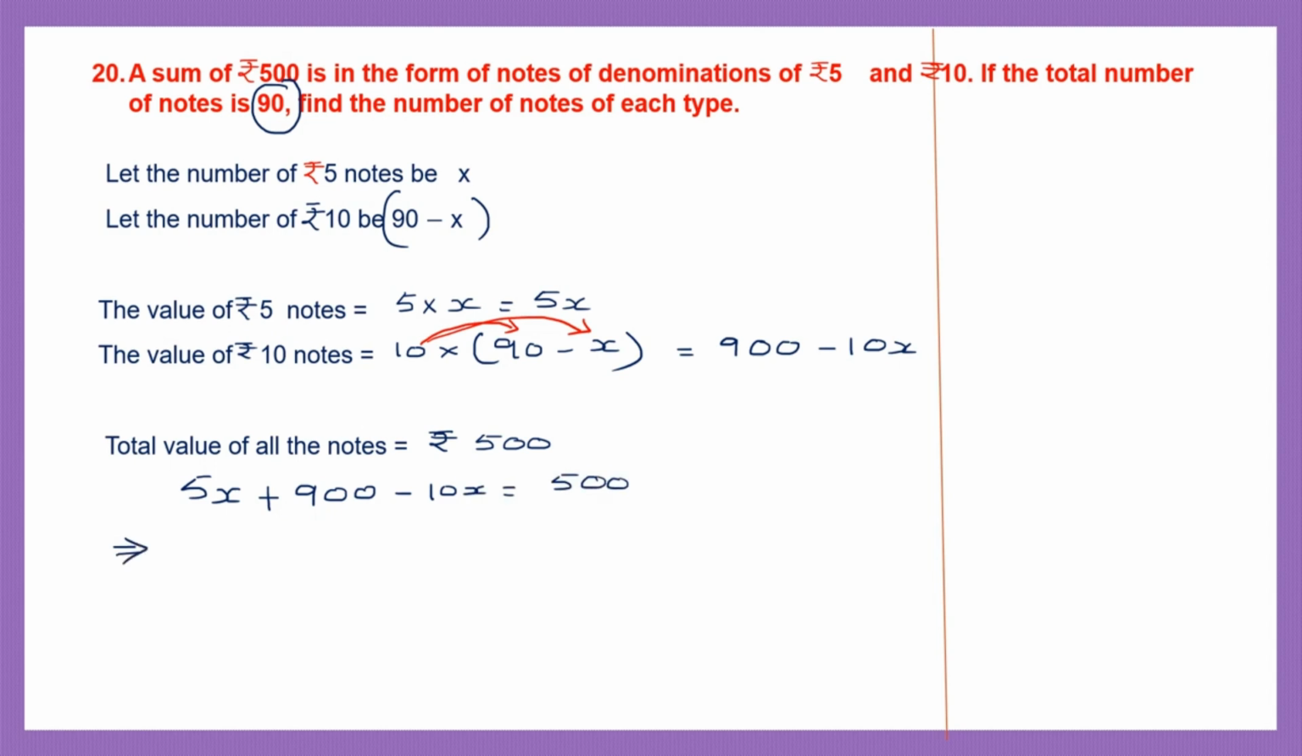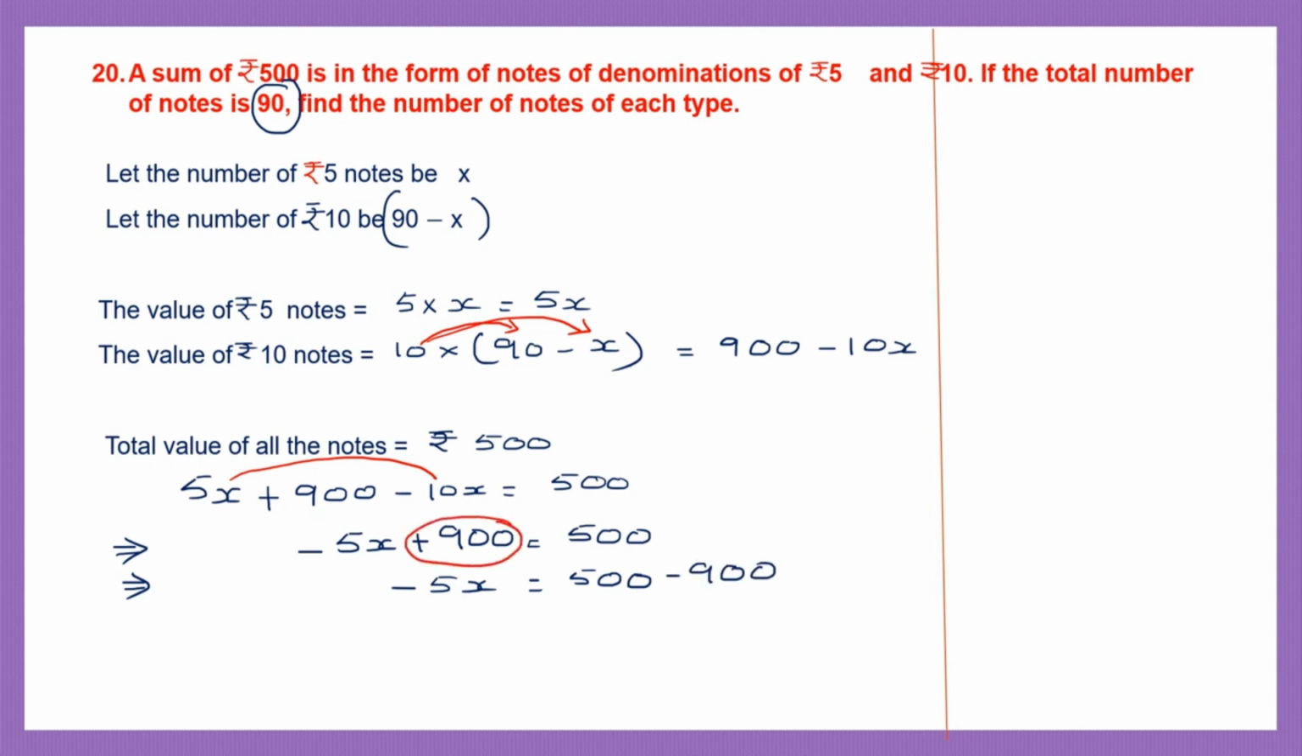We can find the value of 5x. So first let's take all the x terms. We have 5x minus 10x. Signs are different, so we put the sign of the bigger number and subtract. 10 minus 5 is 5. So minus 5x plus 900 equals 500. Now we can find the value of minus 5x first. Minus 5x equals 500 minus 900, because we are transposing plus 900 from the left hand side to the right. So what do we get? We get minus 5x equals 500 minus 900, which is minus 400.